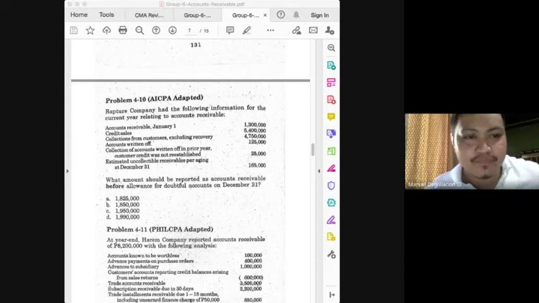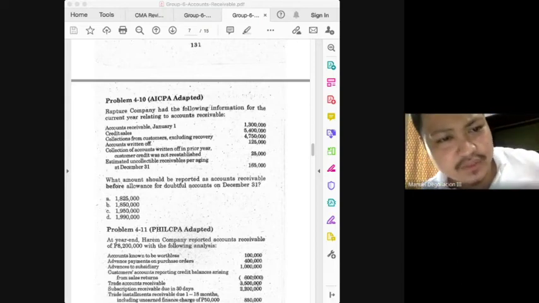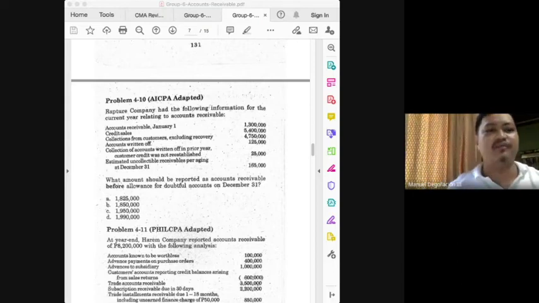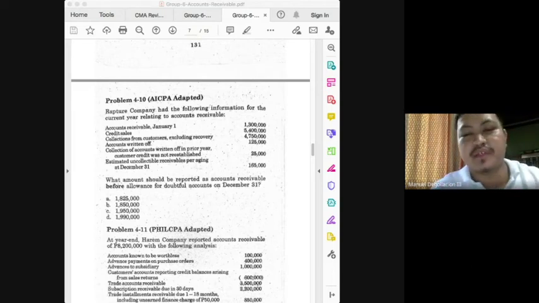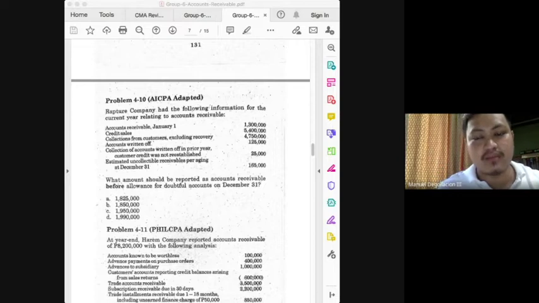But here, the problem is clear that the collections from customers exclude recovery of previously written off receivables. That's what is meant here by excluding recovery. You have accounts that were written off, but subsequently they were paid. And there's an issue here because in our books there was no receivable anymore because we have written it off. So what do we do when there is a subsequent payment by a customer of a defaulted account?